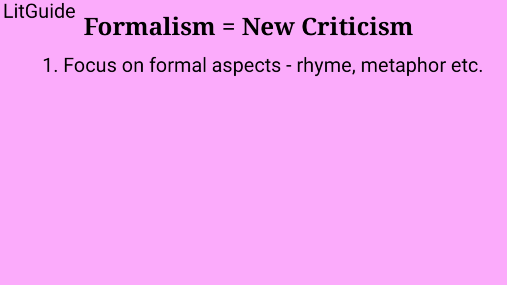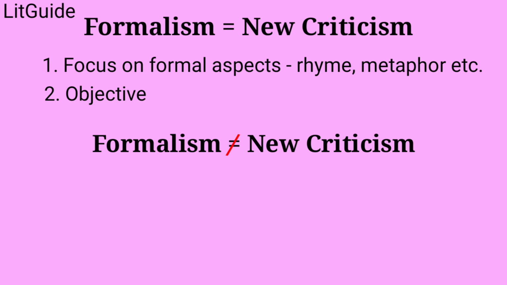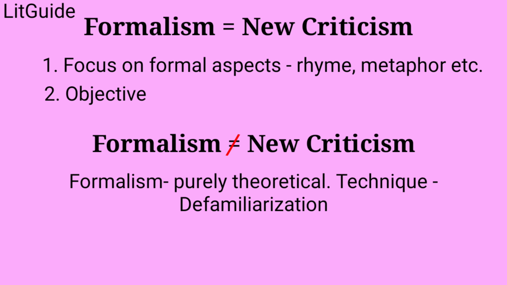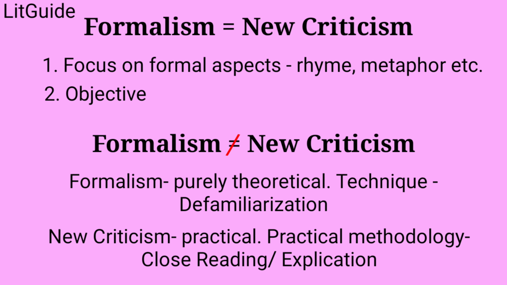First point, both formalism and new criticism focused on the formal aspects of a text like rhyme, meter, metaphor, etc. Second point, both analyzed the texts objectively. The major differences between formalism and new criticism is that formalism was purely theoretical, with its technique of writing called defamiliarization, while new criticism is more practical because it introduced the practical methodology of textual analysis called close reading or explication. That being said, let us now delve deeper into new criticism.